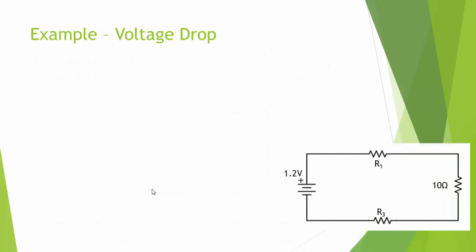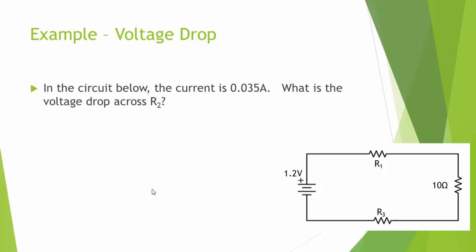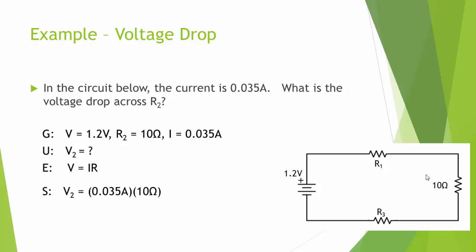So here's an example of a voltage drop calculation. In the circuit below, the current we know to be 0.035 amps. What's the voltage drop just across R2, our labeled resistor? And so knowing that we've got 1.2 volts, we know the resistance is 10 ohms, we know the current is 0.035 amps, and we just need to find the voltage drop for that particular resistor. V equals IR, the voltage is 0.35 volts. So of that 1.2 volts, this resistor uses up 0.35 of those volts. The other two use up the rest, of course.